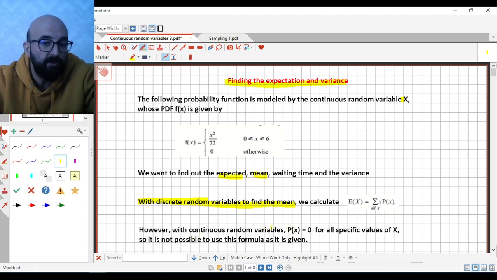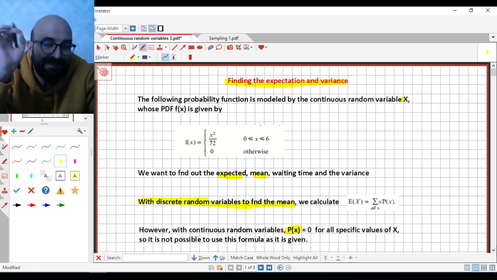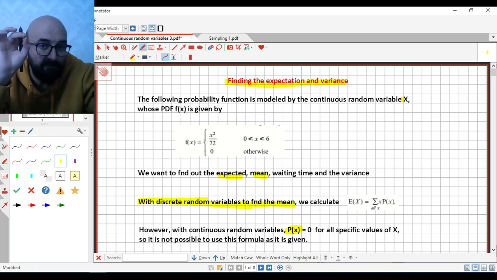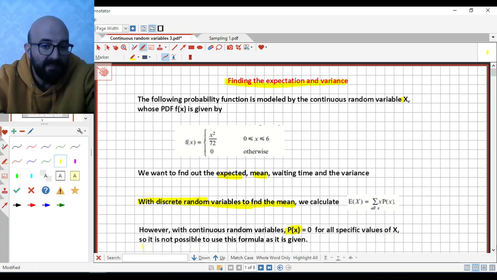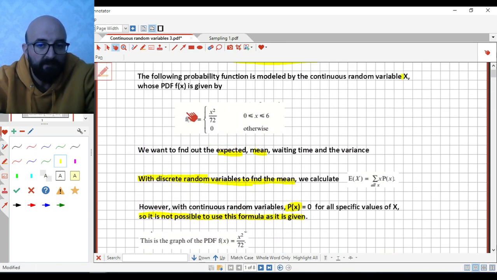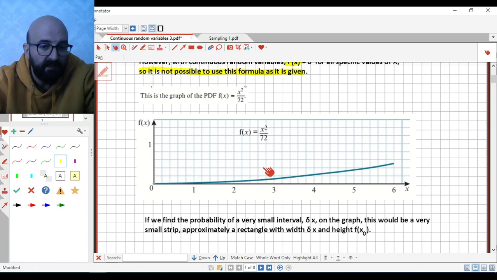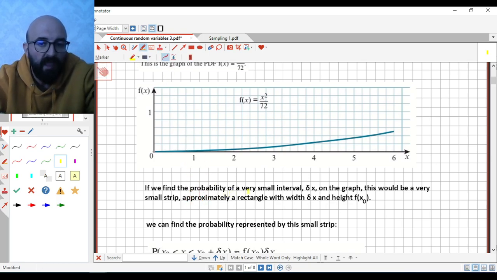In continuous random variables, the probability of exactly one value is 0 for all specific values of x. So it's not possible to use this formula as it is given. For example, we have a probability density function, and its graph is here. If we find the probability of a very small interval delta x on the graph, this would be a very small strip, approximately a rectangle with width delta x and height f(x0).